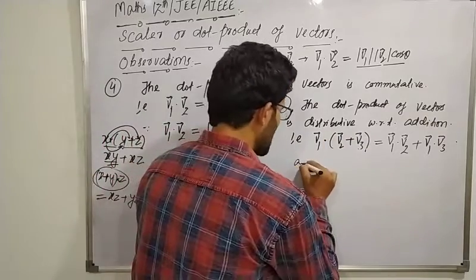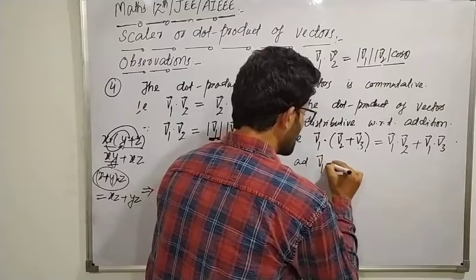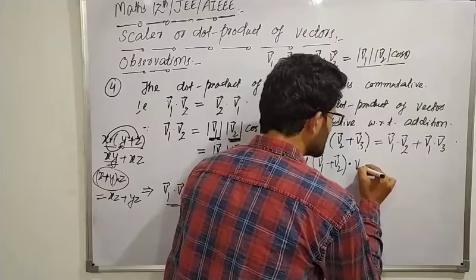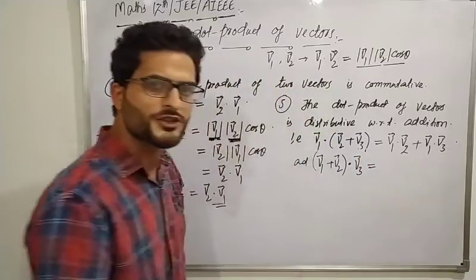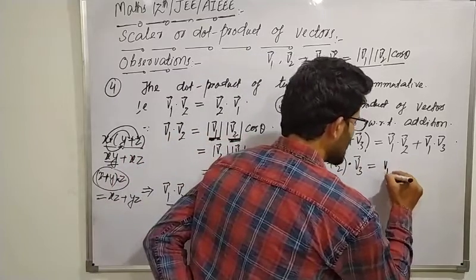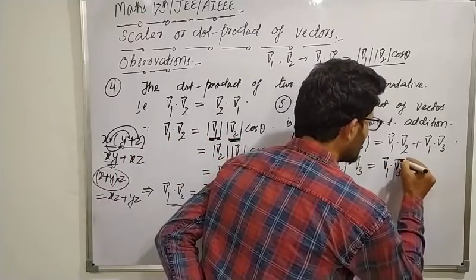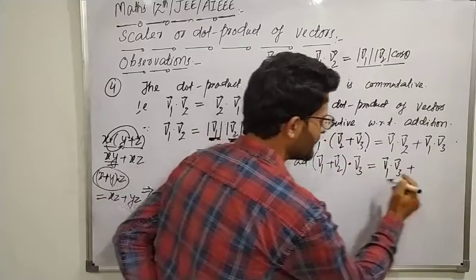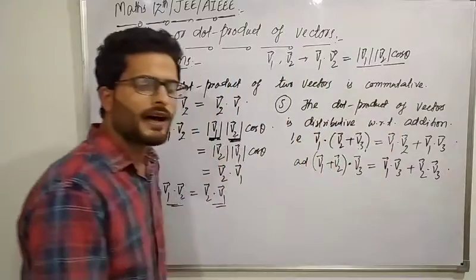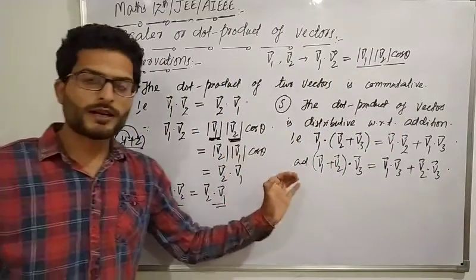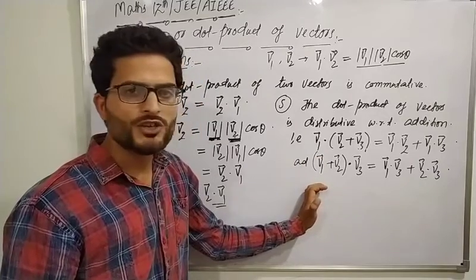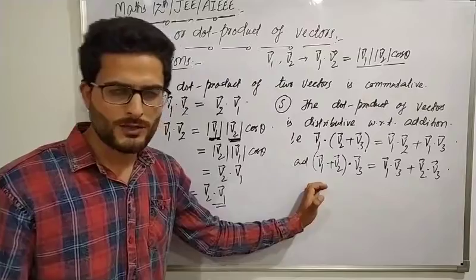यानी अगर होगा ऐसे (v1 plus v2) dot v3, तो यहां पे भी अप्लाई होगी डिस्ट्रीब्यूटिव प्रॉपर्टी. तो रिजल्ट क्या आएगा? v1 dot v3 plus v2 dot v3. That is the addition. The dot product of vectors is distributive over addition. So it was the observation fifth regarding the dot product of two vectors.